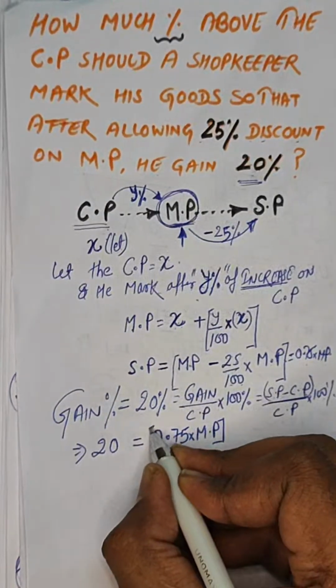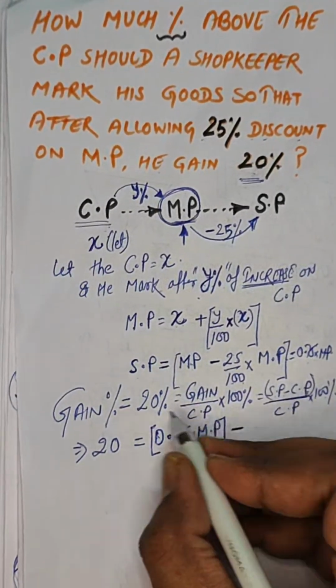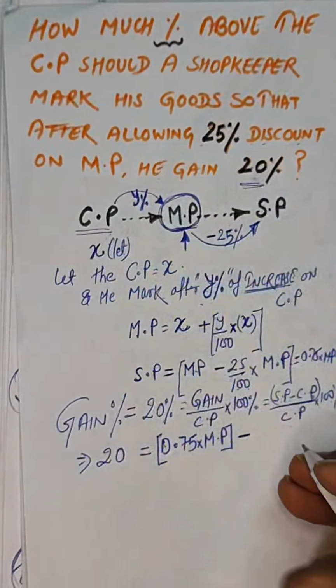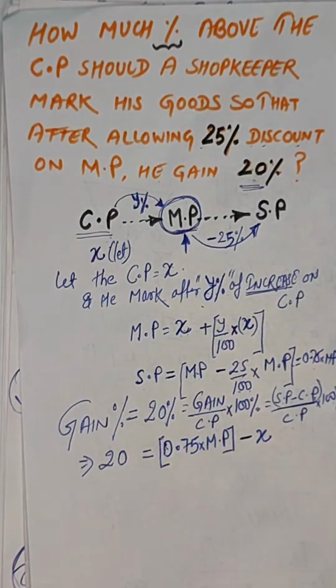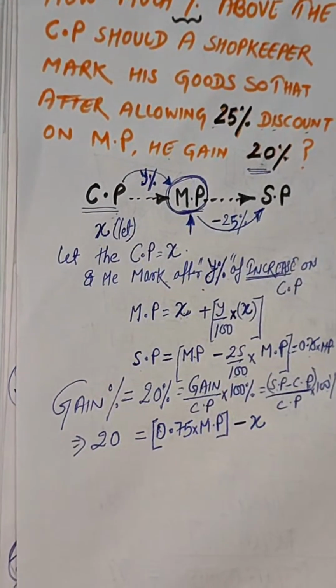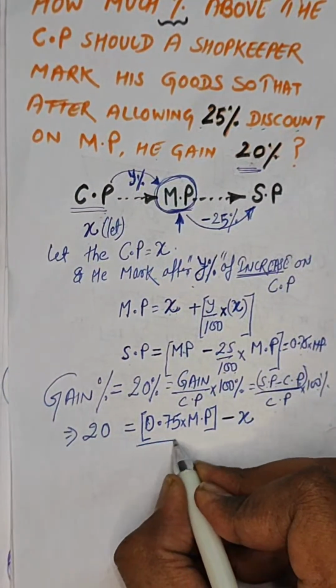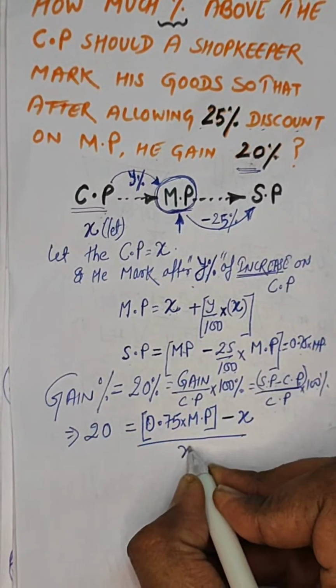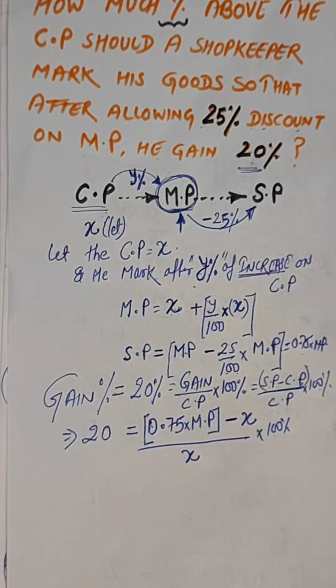MP, right? Minus, what is the cost price? Cost price is X, what we have assumed, X, right? Cost price is X, and this is divided by cost price, which is again X, into 100%, right?